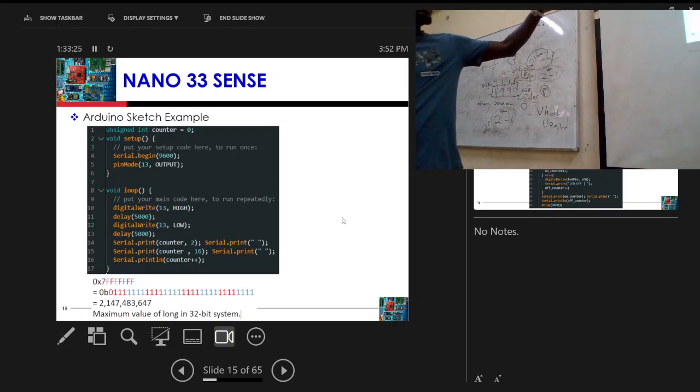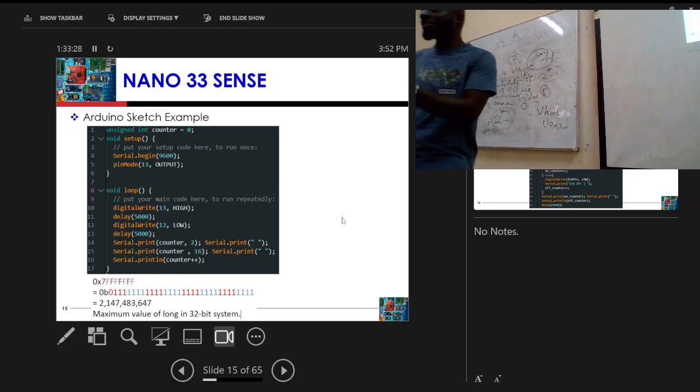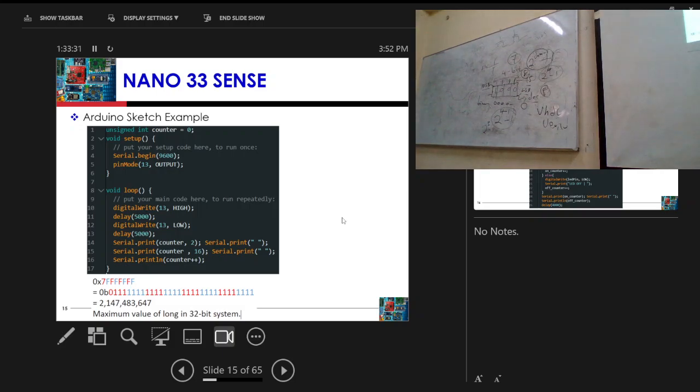Digital write takes two arguments, the pin number and then HIGH or LOW. HIGH means I've applied the voltage; LOW means 0 volts. HIGH means how many volts? As I said, the pins can only take 3.3 volts.